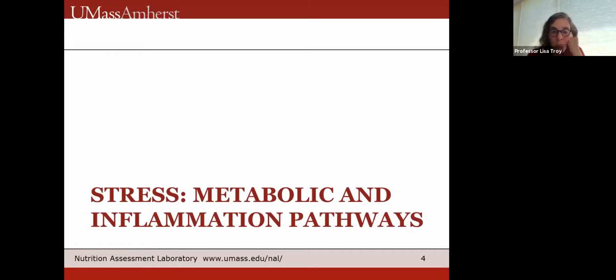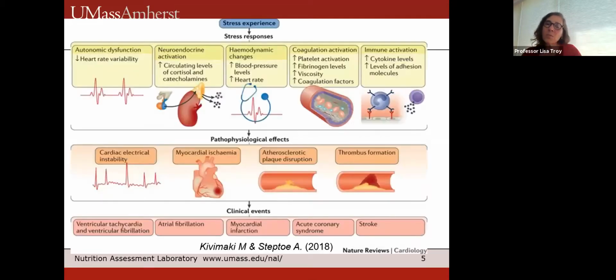All right, so metabolic pathways and inflammation. This should be fairly familiar to you. This is talking about the stress experience and what happens physiologically in the body when there is a stressor. This could be a chronic stressor or an acute stressor, but when there's stress on the body system, what we know is that it impacts heart rate, it's going to impact the cortisol levels, it impacts blood pressure. We will talk a little bit about coagulation activity because that's the work that I do postmenopausal women, but most of the talk will be focused on these cytokines.